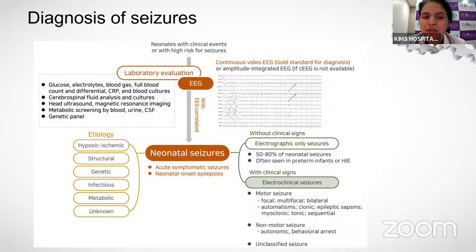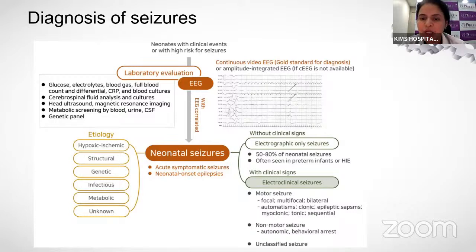A basic head ultrasound at least would be an essential part of etiological workup in a baby with seizures. The need for a higher imaging like a magnetic resonance imaging may have to be taken on an individualized basis. A continuous video EEG remains gold standard for the diagnosis of neonatal seizures, and this is because of the poor accuracy of clinical assessment for the detection of seizures, and this could be as poor as 50%.